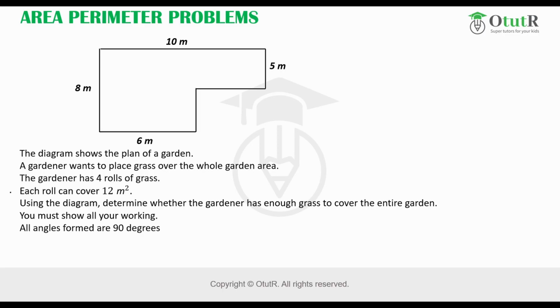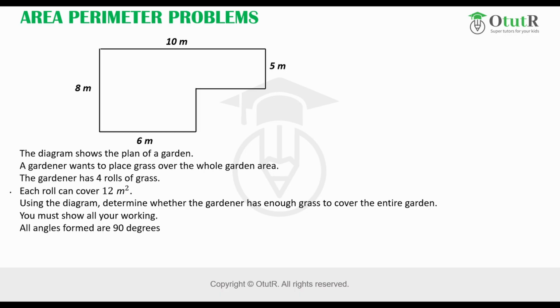Okay, this is a very interesting question, and this type of question often comes in paper 1 and is very famous. For this type of problems, what you have to figure out is whether you want to calculate the area or you want to calculate the perimeter. So for this particular question, let's read the question first.